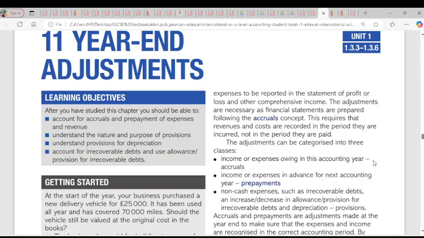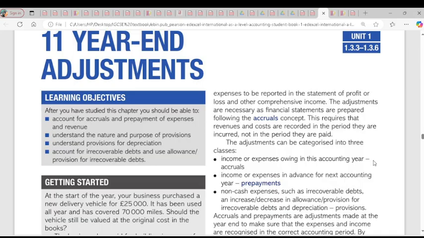Because most of the time, there are items that we have paid for or we have received, maybe we have received a certain amount of money from customers that they don't need the service or the goods now. So all those things have to be taken away. If not, we'll be overstating our profit or understating our expenses. So we need a balance.